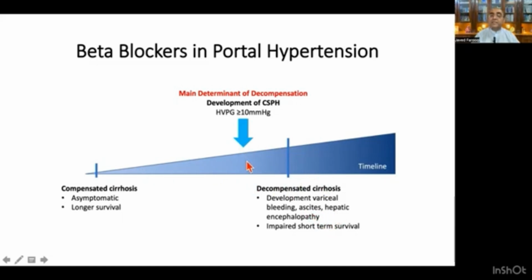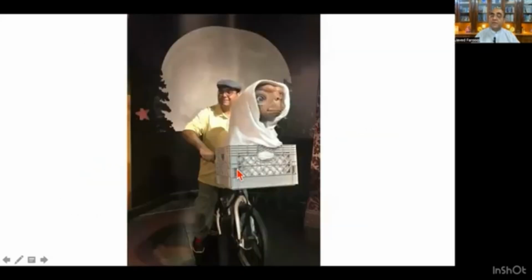And the dividing factor is the development of clinically significant portal hypertension, which is the main determinant of decompensation. This is when the HVPG is more than 10 millimeters of mercury. So what the beta blockers do is lower the hepatic venous pressure gradient to less than 10, or by 10% to 20% of the baseline, and because of this, they block the decompensation event in these patients.